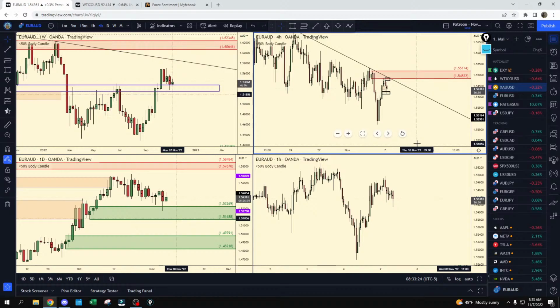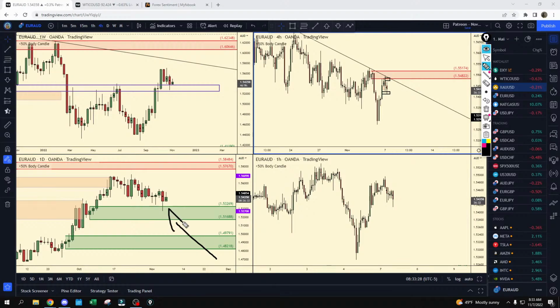4-hour supply is a good idea. But just remember, I'd maybe use half risk, because on the bottom left screen we have a daily demand in control right now. So I don't think that it's a super duper good idea. That is just my honest opinion.